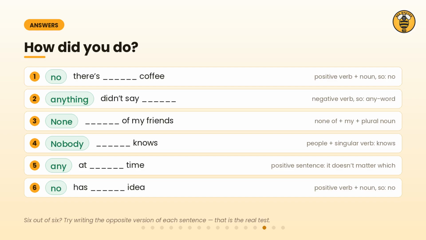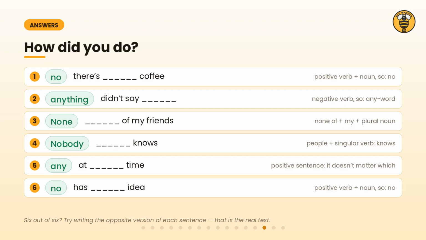Here are the answers. Number 1, no. The verb there's is positive and a noun follows, so we need no coffee. Number 2, anything. The verb didn't say is already negative, so we continue with an any word. Number 3, none. Nothing else fits because we have none of plus my friends. Number 4, nobody or no one. Both are correct. And notice the verb knows with an S. Number 5, any. This is a positive sentence, and the meaning is it doesn't matter which.